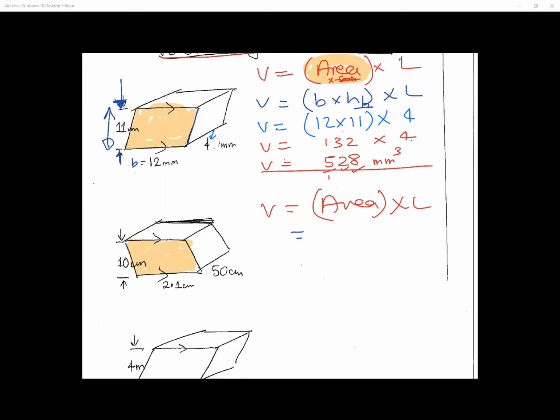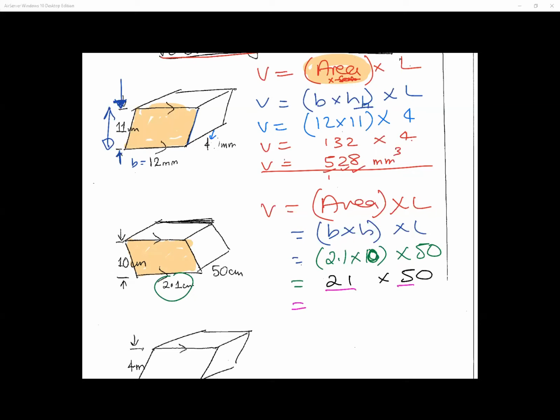So, what's the area of this face in the front? How do you work it out? Base times by height. So, what is the base? 2.1 centimeters. And what's the height? 10 centimeters. And what's the length? 50 centimeters. Good. What's 2.1 times by 10? 21. Fantastic. What's 21 times by 50? 21 times by 5? 105. And add the zero back on. 1050. Centimeters what? Cubed. Done.